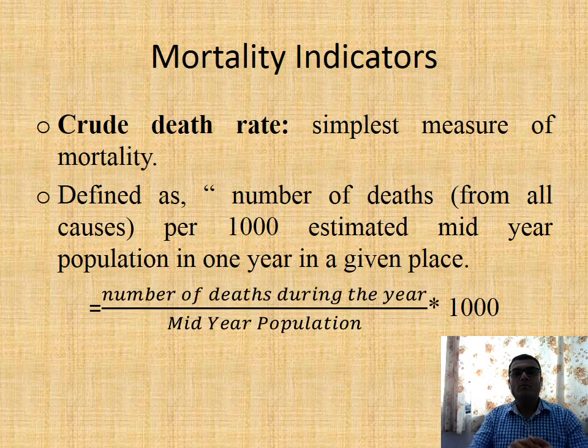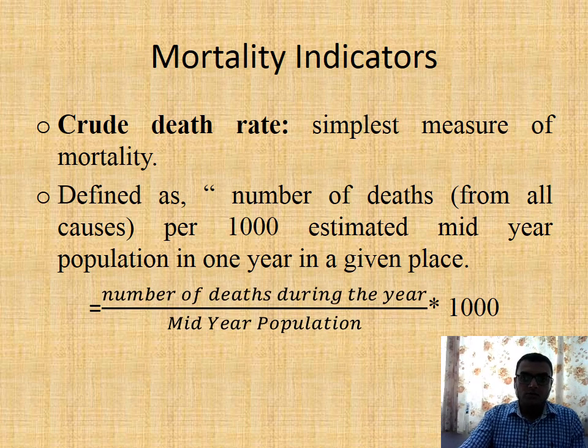Let's see a few mortality indicators. The most basic and simplest mortality indicator is the crude death rate, defined as the number of deaths per 1000 estimated mid-year population in 1 year in a given place. The formula is the number of deaths during the year divided by the mid-year population multiplied by 1000. All the deaths, irrespective of the cause, should be taken in the numerator when we want to find the crude death rate.